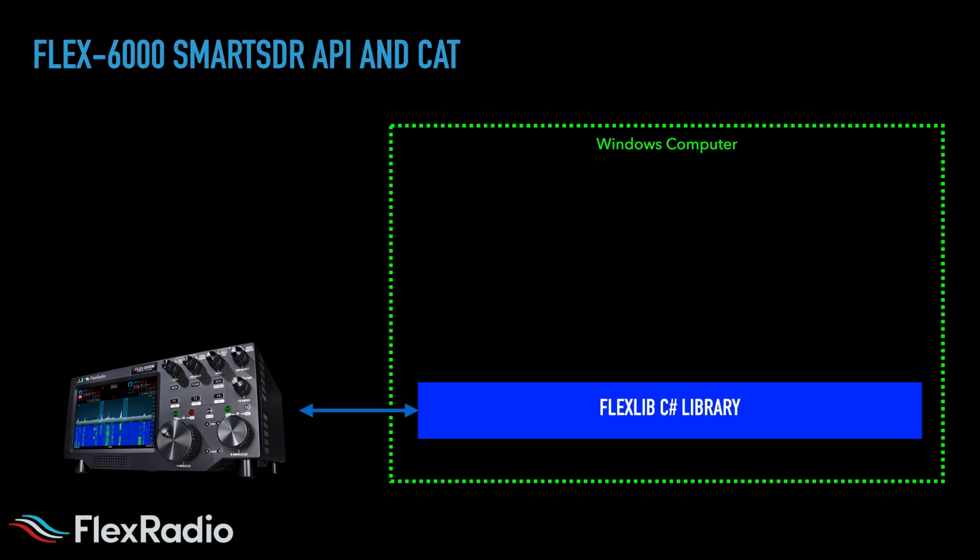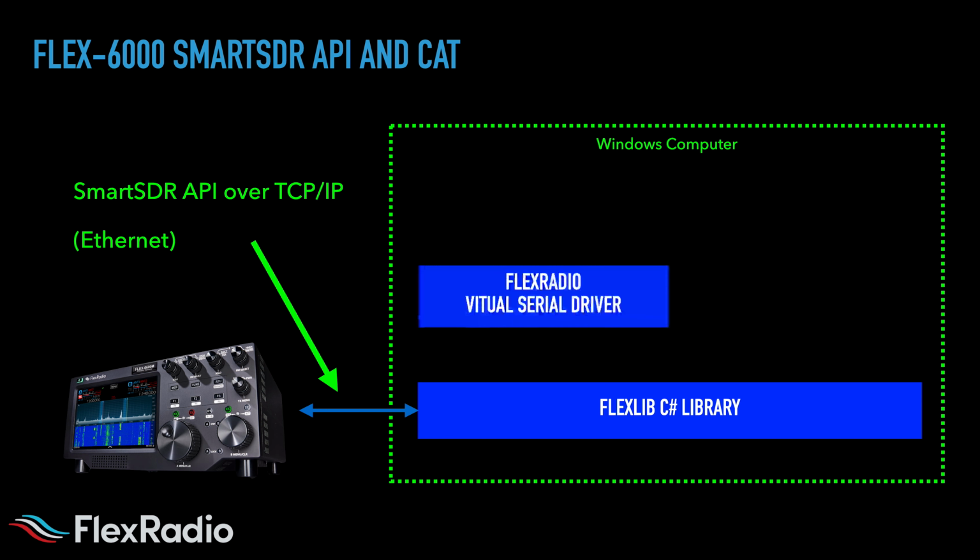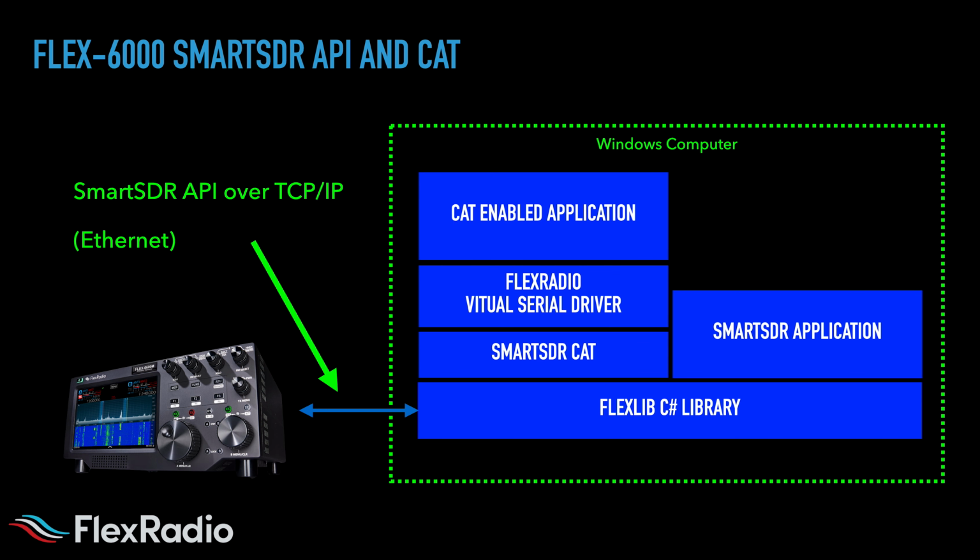All right, so let's take a little look at what the SmartSDR API looks like when we're using CAT. So if you have your transceiver on the left, we have a library which we call FlexLib that has a C# interface that anybody writing to that can get access to any of the functions inside the radio. And then, as you can see on the left over there, we layer SmartSDR CAT on top of that, which provides a CAT interface, which we then connect to a virtual serial driver in Windows.